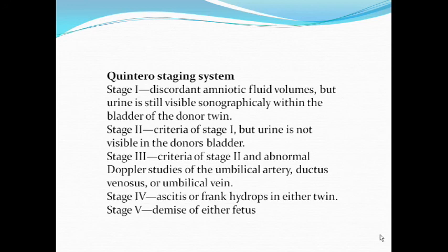Stage 3, discordant amniotic fluid volume is there, urine is not visible by USG in the donor twin, with abnormal Doppler study of the umbilical artery or ductus venosus or umbilical vein. In stage 4, you will find ascites and frank hydrops in either twin or preferably in the donor twin. Stage 5, there is a demise of either fetus. So this is the Quintero staging system for TTTS.